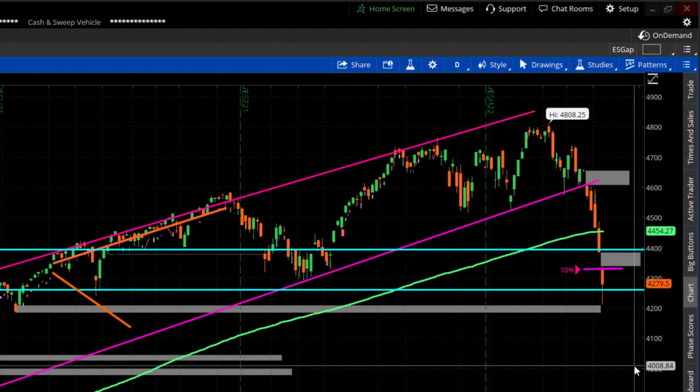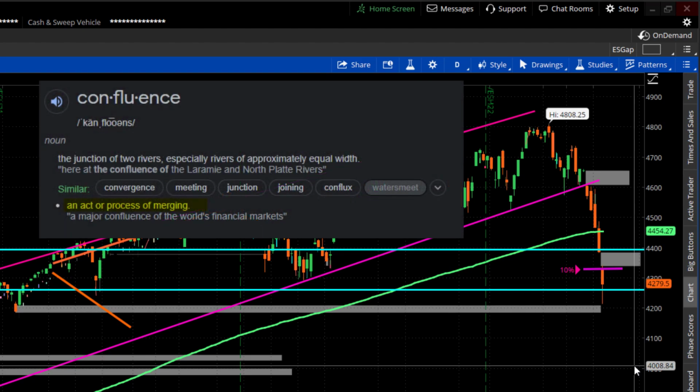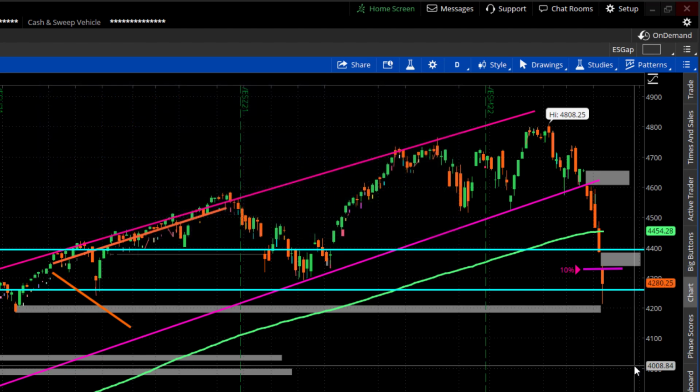This is, according to the dictionary definition, an act or process of merging. And this is where we're going to put together several different indicators or levels into one chart.